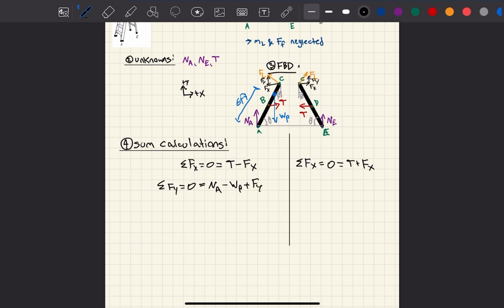This is actually plus sum of the forces of the y is equal to NE plus FY. Perfect. Now we get to the fun stuff. The fun stuff is the moments.